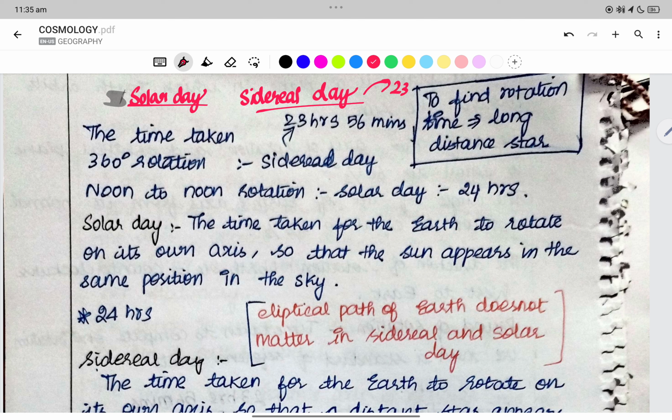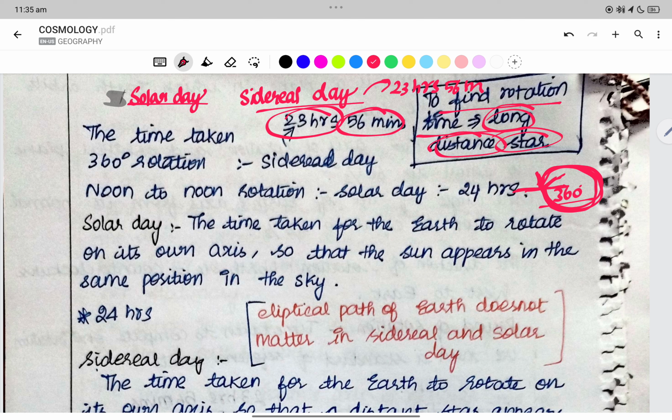Sidereal day is 23 hours 56 minutes, from one point to the same point, reaching 360 degrees, right? So the sidereal day is defined as the time to rotate from point A and again reach point A. It takes 23 hours 56 minutes. To find the rotation time, we have to take a long distance star.